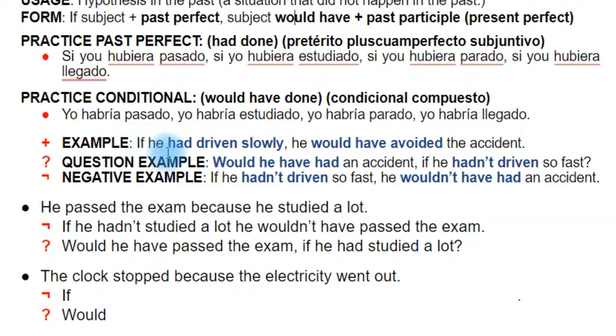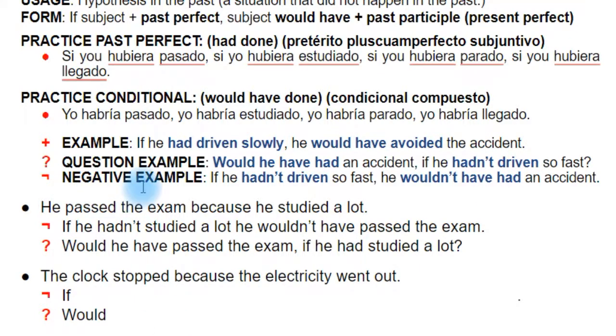If he had driven slowly, he would have avoided the accident. Si hubiera conducido despacio, habría evitado el accidente. Now, the question: would he have had an accident if he hadn't driven so fast? Habría tenido un accidente si no hubiera conducido tan rápido. Habría tenido si no hubiera conducido.